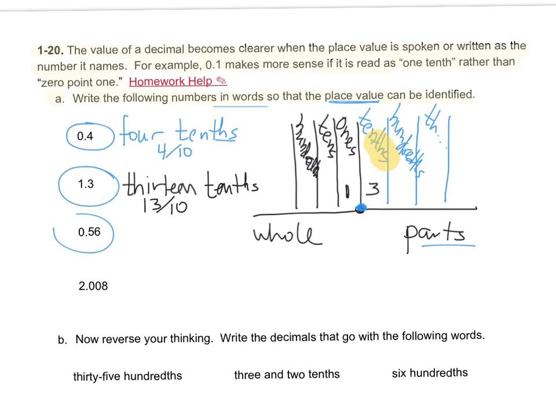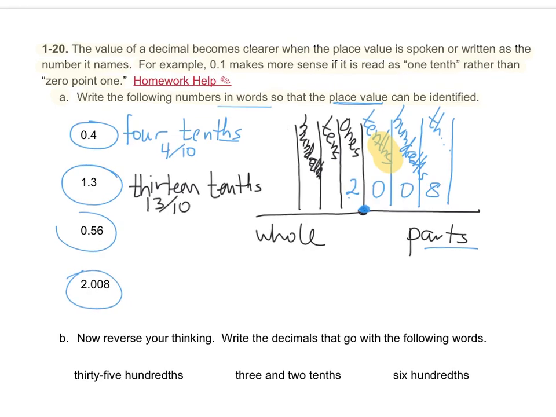So pause the video and try the other one on your own as well, the last one right here. For the last number, I've already put it in the place value. So we have the number 2008. Write the number 2008 in words, and the ending of what you need to say is that it ends in the thousandths place. So the number 2008, and then thousandths.